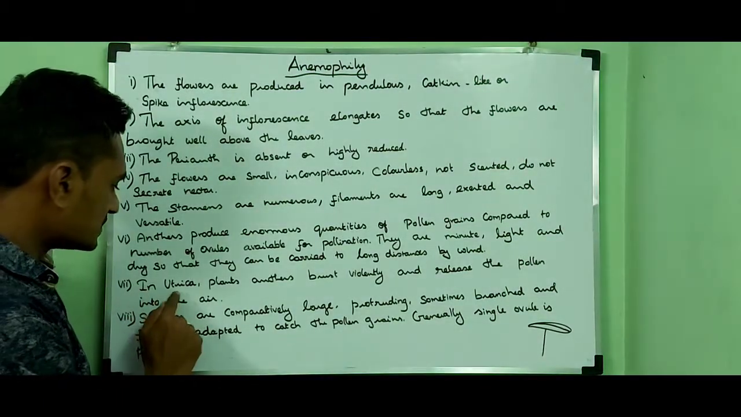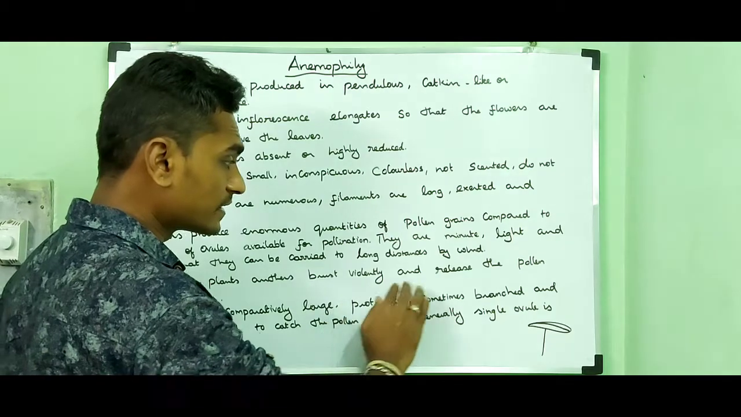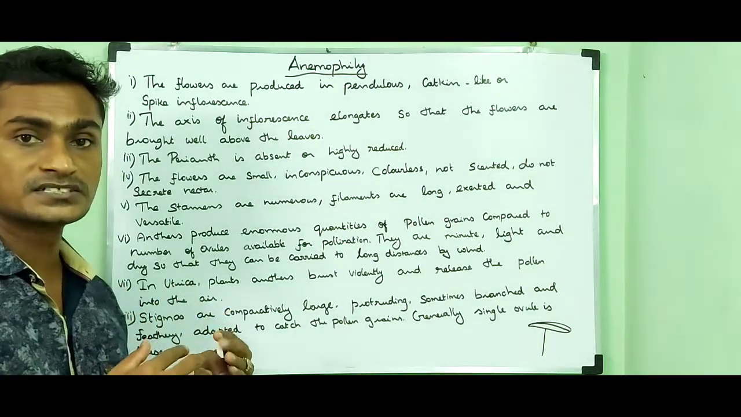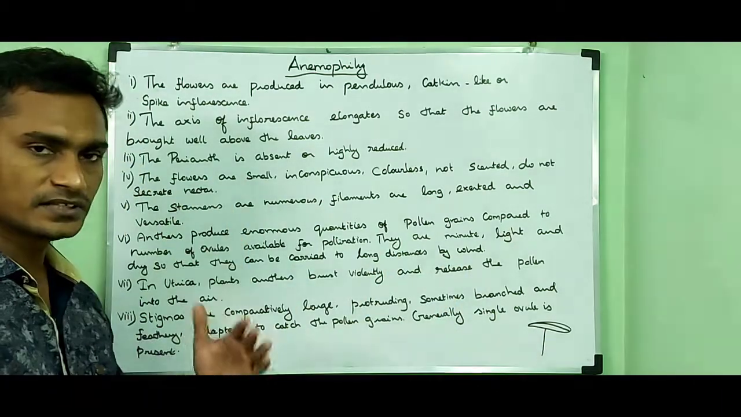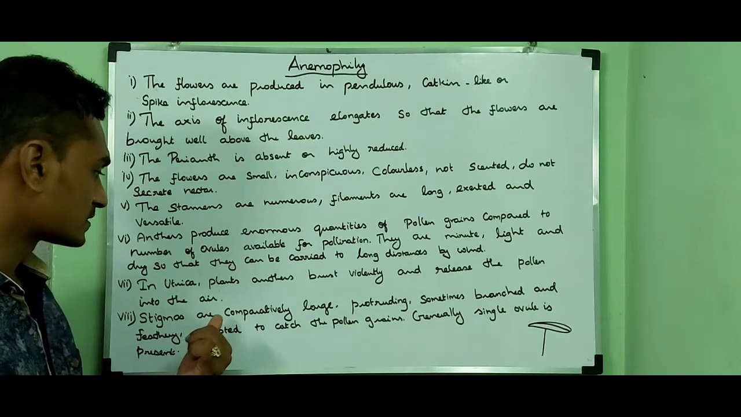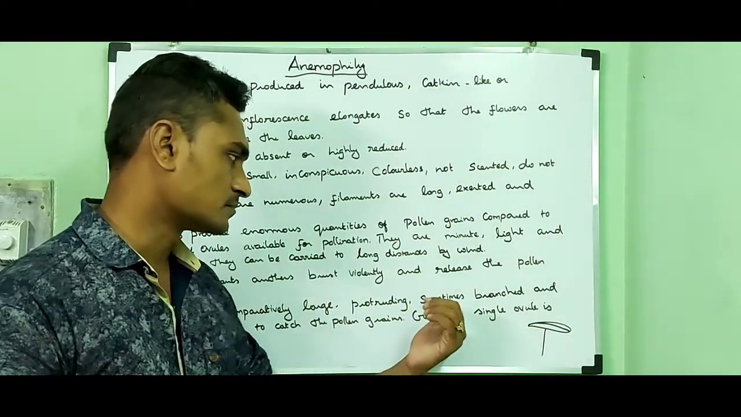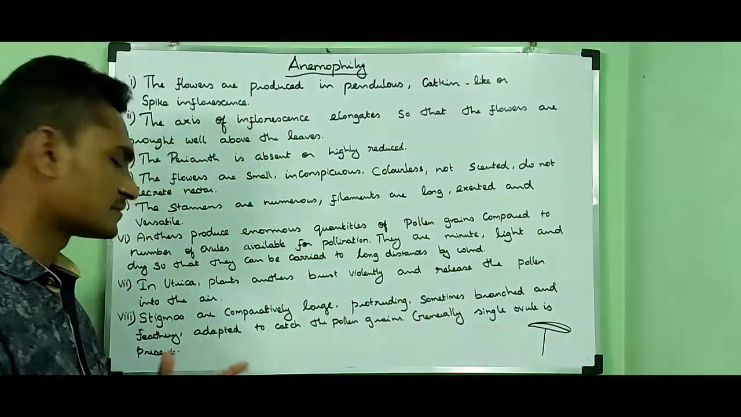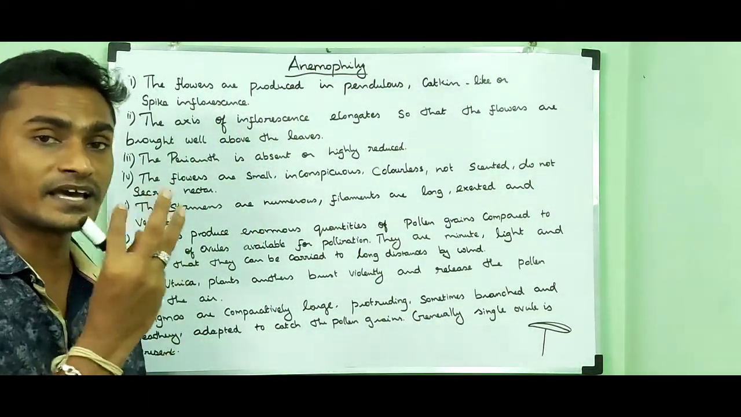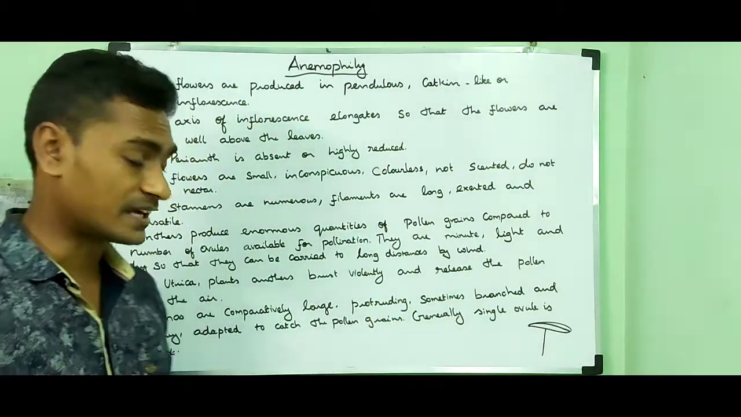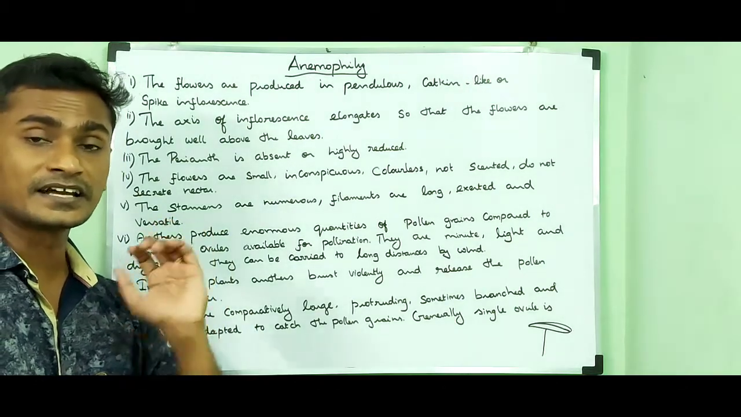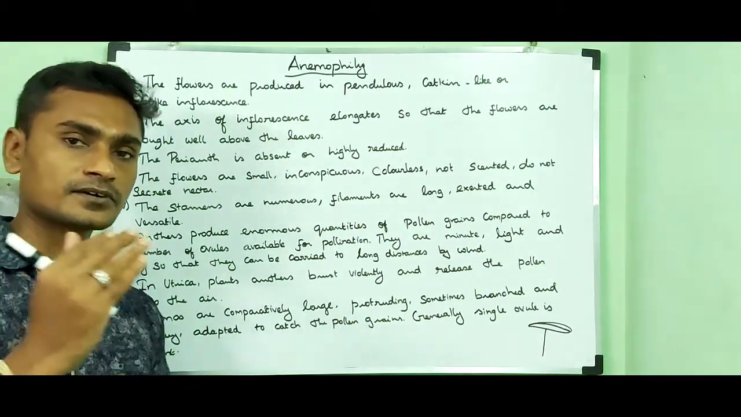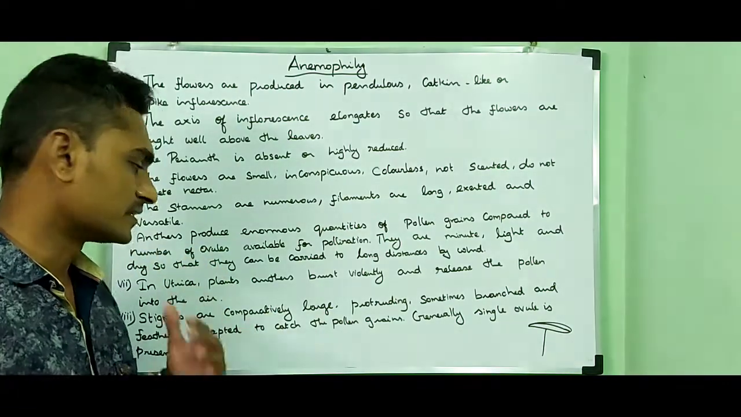Then in Eutrica plants, anthers burst out violently and release the pollen into the air. Then stigmas are comparatively large, protruding, sometimes branched and feathery, adapted to catch the pollen grains. Generally, a single ovule is present. Why is the stigma large? It has to catch the pollen grain. Sometimes they are branched and feathery. This adaptation is to catch the pollen grain which is carried by the wind.